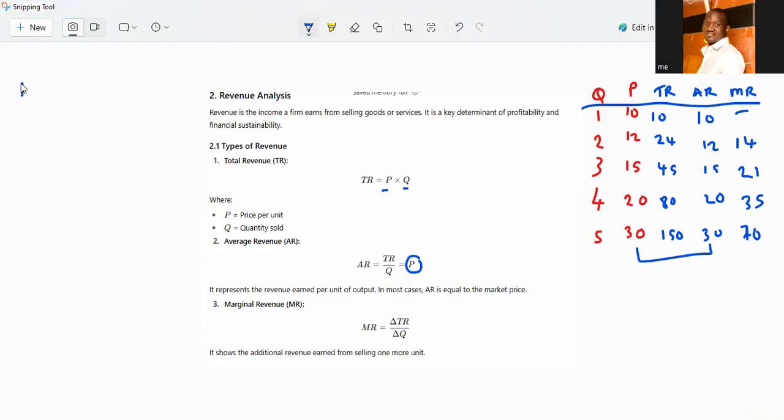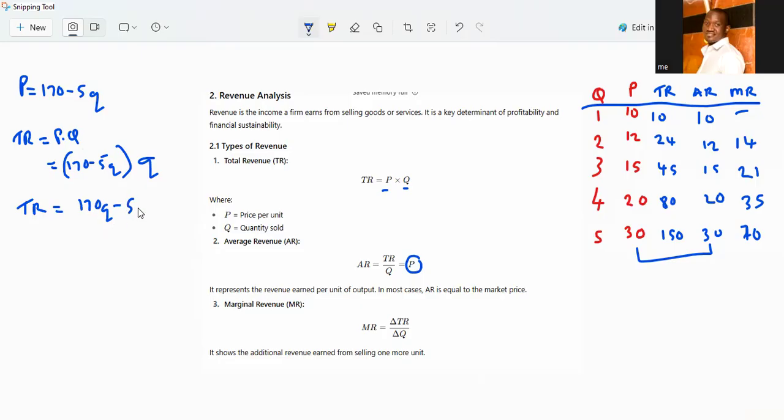So sometimes we'll be given it in terms of a function. Price is equal to 170 minus 5Q. Find the total revenue. Total revenue is what? Price times quantity. So price is 170 minus 5Q, and quantity is Q. So we multiply by the Q, and we're going to have total revenue as what? 170 times Q is 170Q. 5Q times Q is 5Q squared. So we're going to have that as our total revenue.